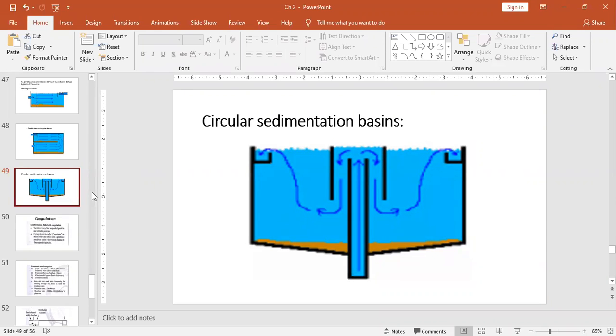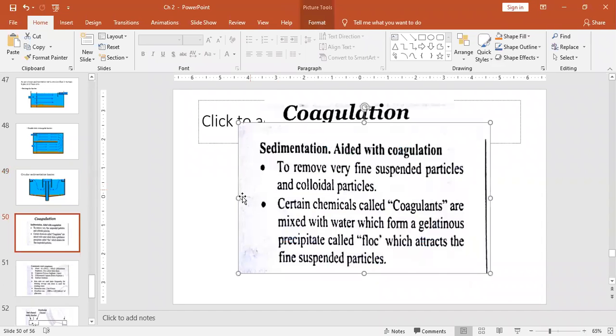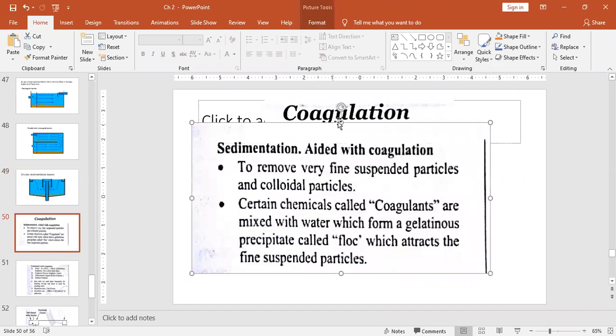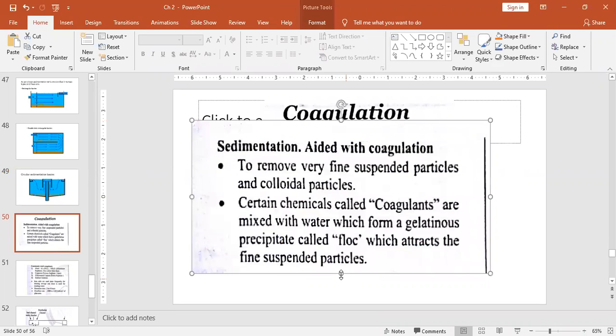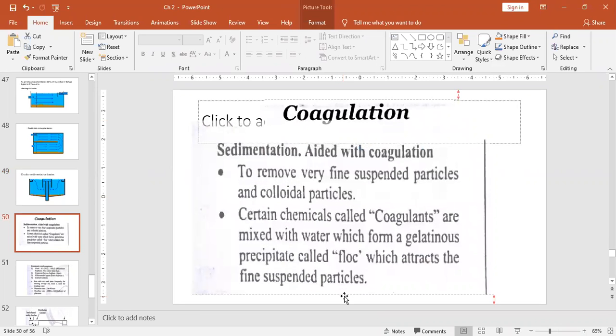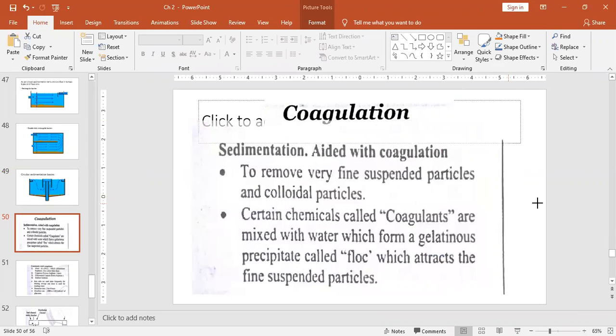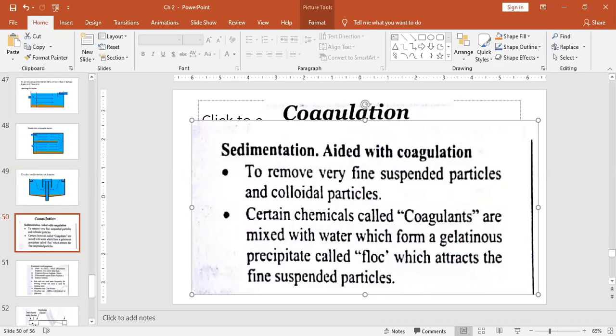Yes, ma'am. Okay. Now we'll go to the next point, that is coagulation. Coagulation with sedimentation. So first of all, you should know what is the coagulation.